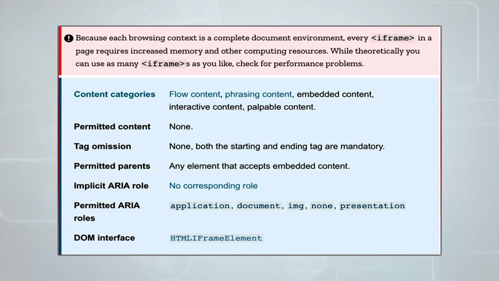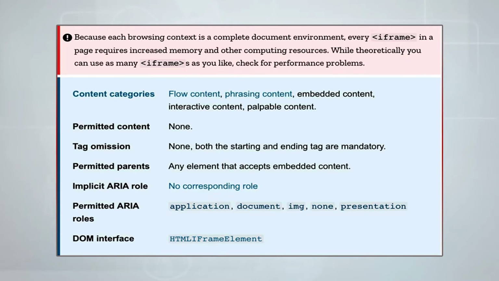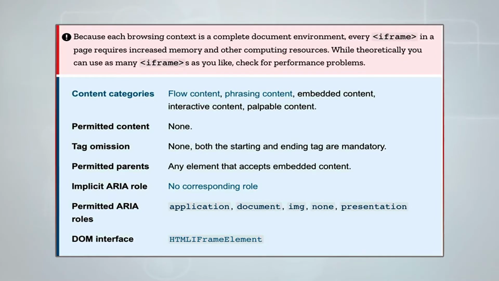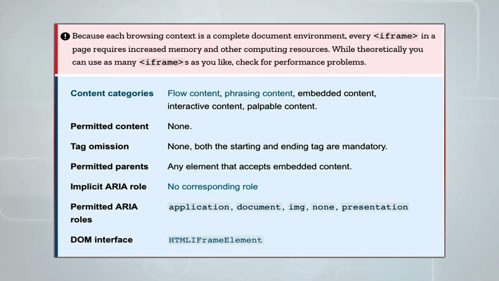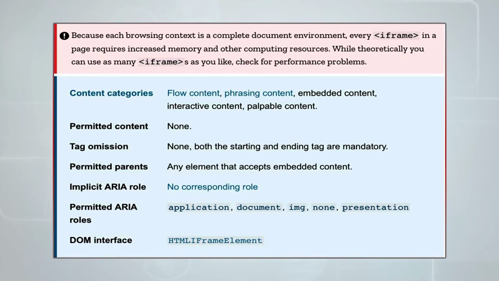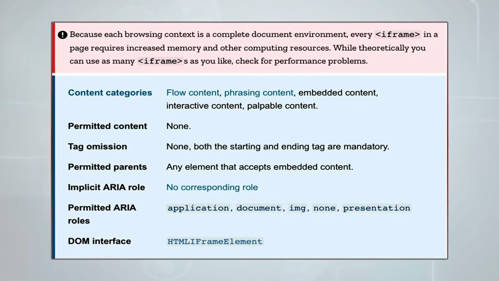So suppose you have started the iframe tag and you did not have the closing tag, that may lead to behavior that may not be deterministic, or it may even lead to errors. Then the permitted parents are any element that accepts embedded content. Implicit ARIA role, for example, here in this case there is no corresponding role. Then the permitted ARIA roles, we have application, document, none, and presentation. And then ultimately the DOM interface is HTMLIFrameElement.